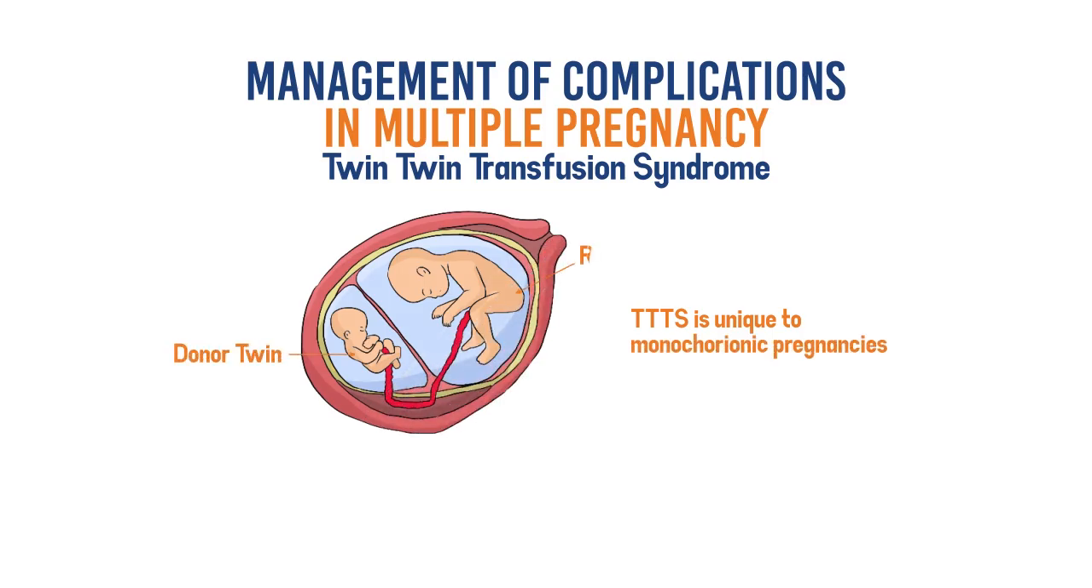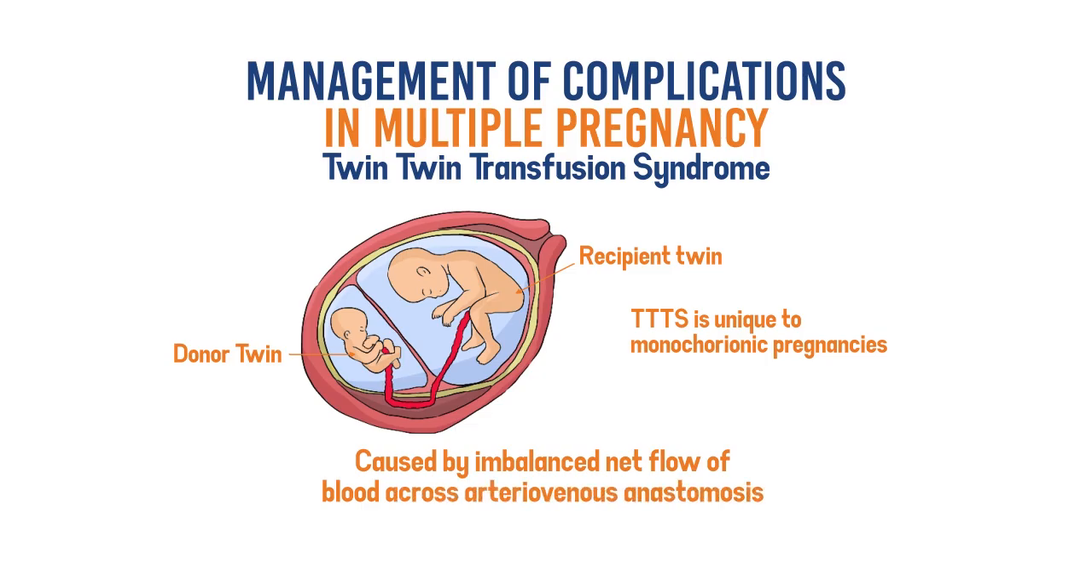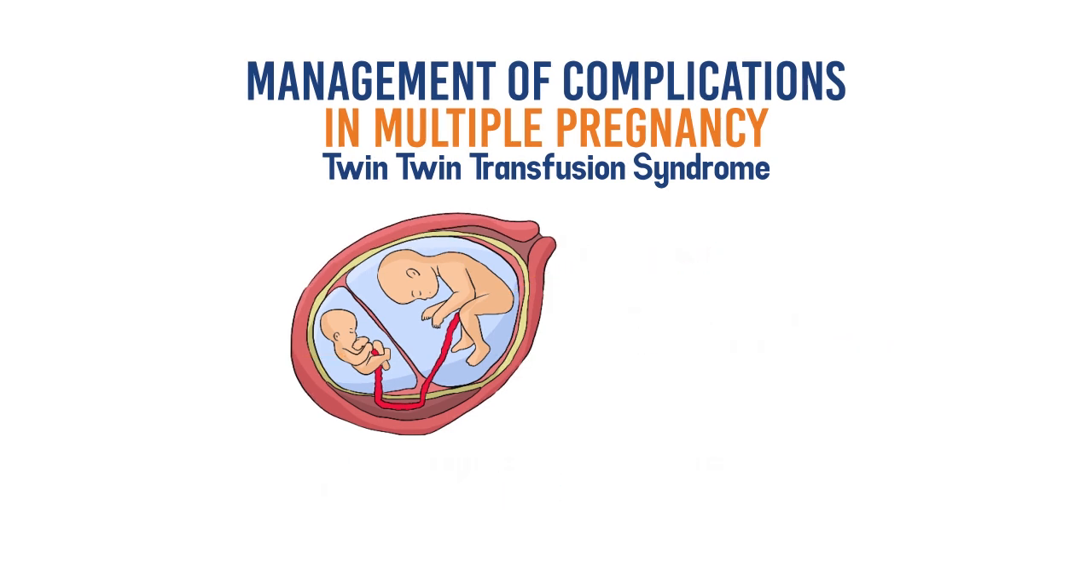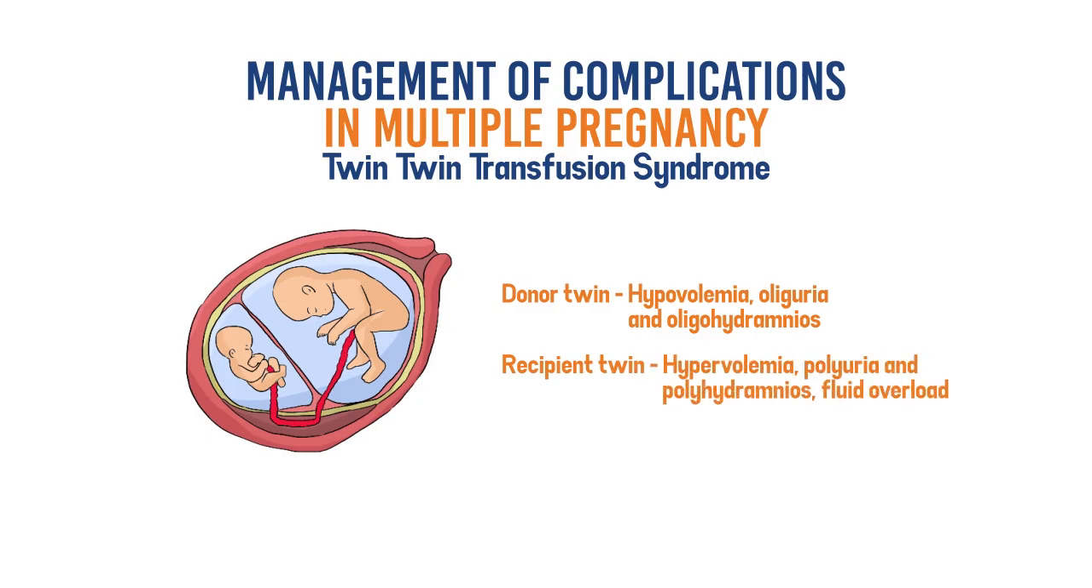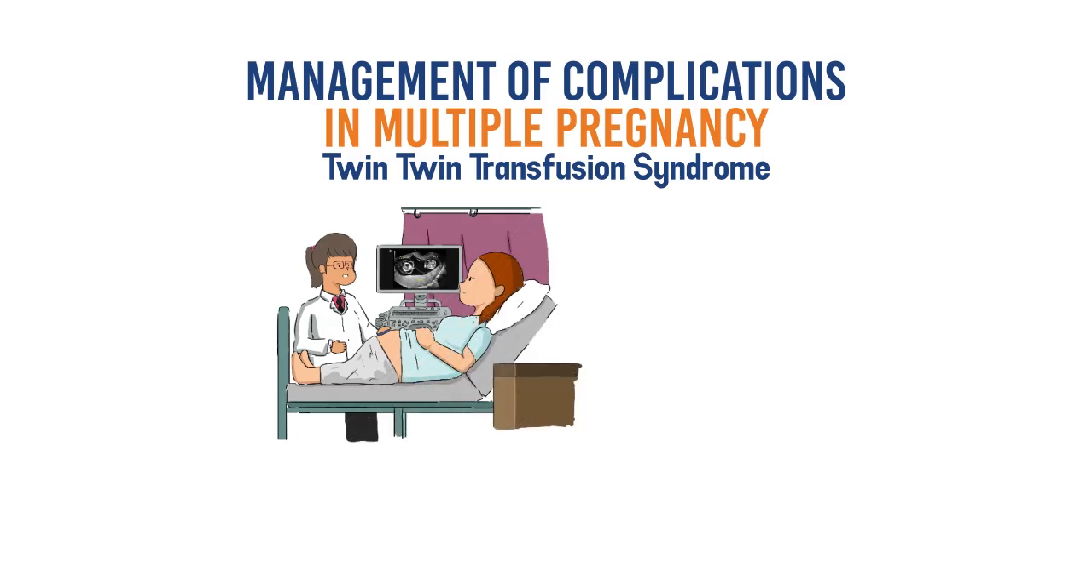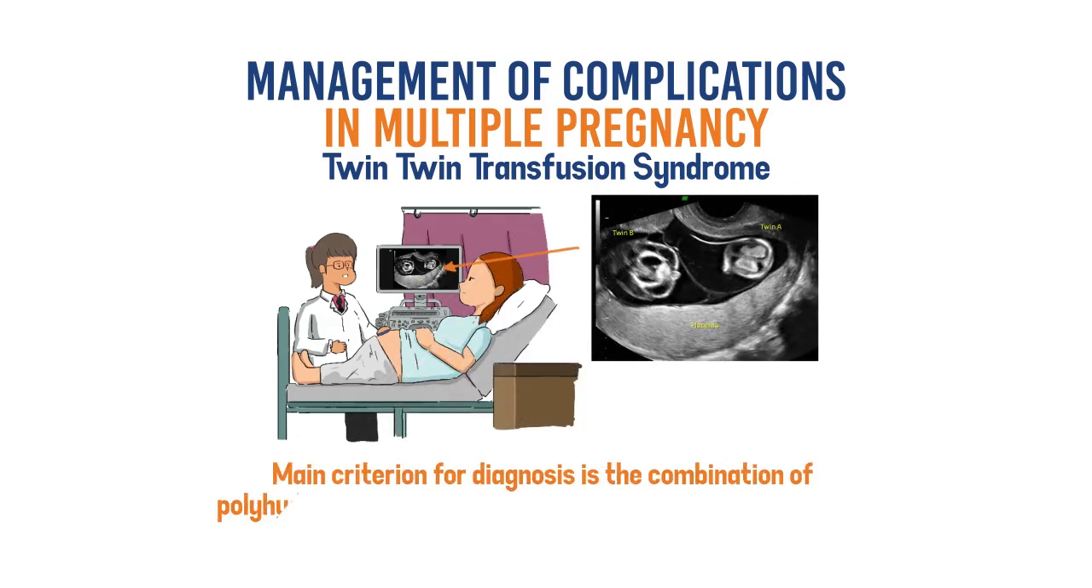Twin-to-twin transfusion syndrome is unique to monochorionic pregnancies and is caused by imbalanced net flow of blood transfused across arteriovenous anastomosis. This results in the donor twin having conditions such as hypovolemia, oliguria, and oligohydramnios, and the recipient twin having conditions such as hypervolemia, polyuria and polyhydramnios, fluid overload. Diagnosis is made via ultrasound monitoring. The main criterion for diagnosis is the combination of polyhydramnios in one sac and oligohydramnios in the other.